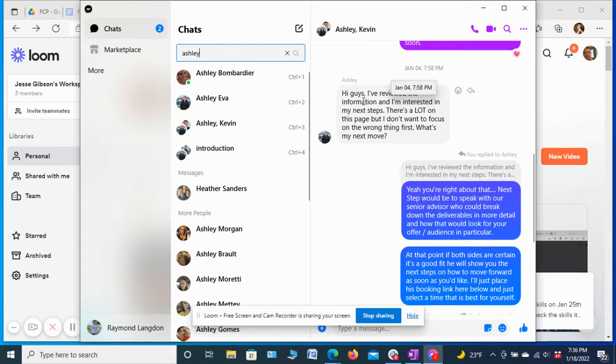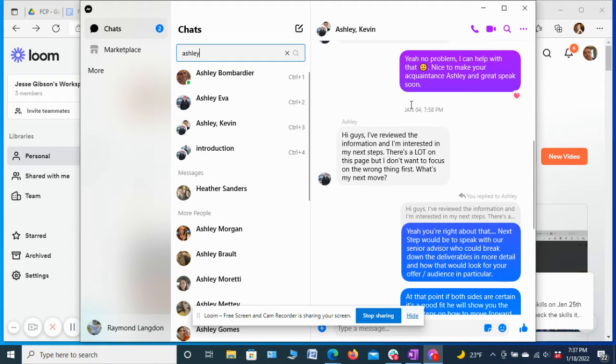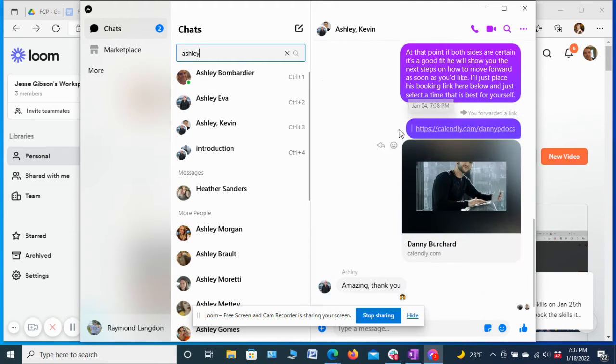But basically I sent her something outlining the Trojan horse offers, so she understood what we do, how we do it, and really see if it was a good fit. So there's lots on this page. Don't want to focus on the wrong thing first. What's my next move? So that means let me go to the other conversation because this is a little later. January 4th. When was this started? January 4th. So it can't all be the same day, is it?